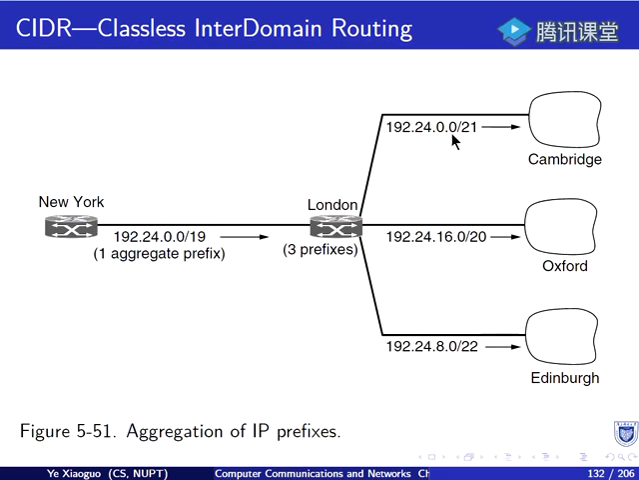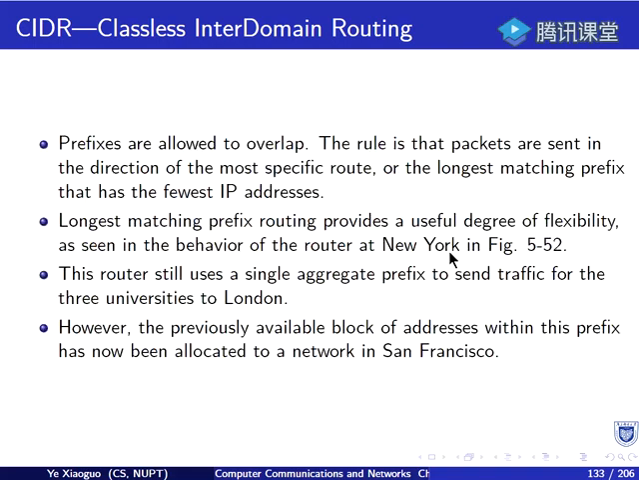CIDR also means each university has its own prefix, but the backbone router can aggregate the prefixes for these several subnets.